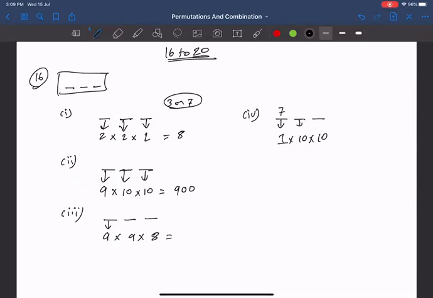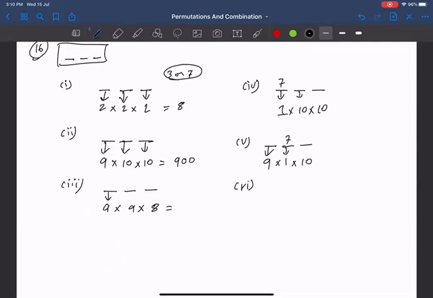Okay. Next part. Can you read the question? The digit in tens place is 7. So here 7 is there, so there is one option here. But how many options are there for this one? 10. No, 9. Sorry, 9. Number 6, say it quickly.